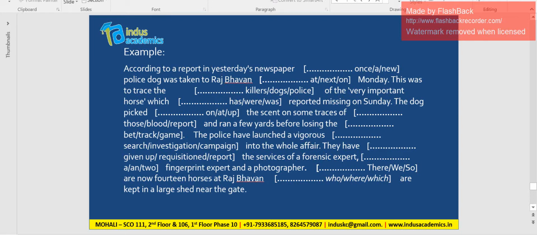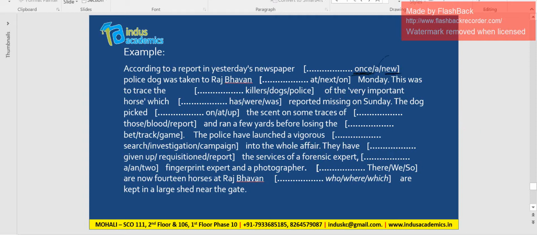So let's start. According to a report in yesterday's newspaper, once, of course we'll not use once, we are not talking about a story or some incident which took place long ago. We are talking about yesterday's incident. And according to a report in yesterday's newspaper, a police dog or a new police dog was taken to Raj Bhavan. New doesn't make sense, so we are going to use A.